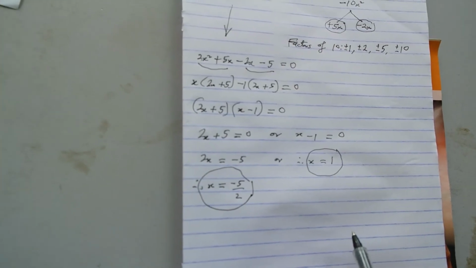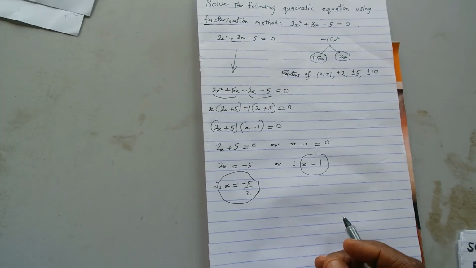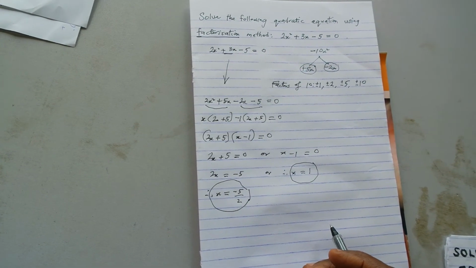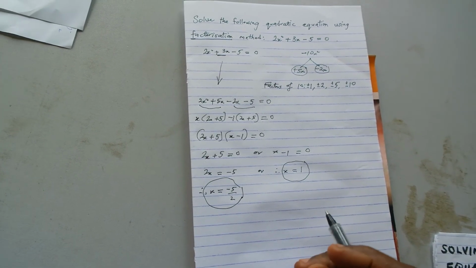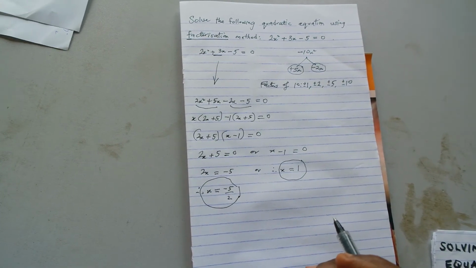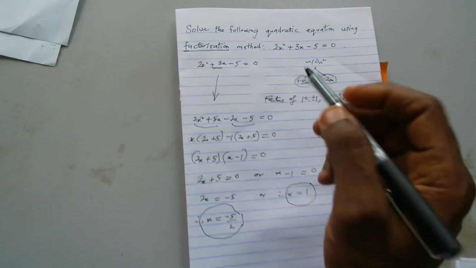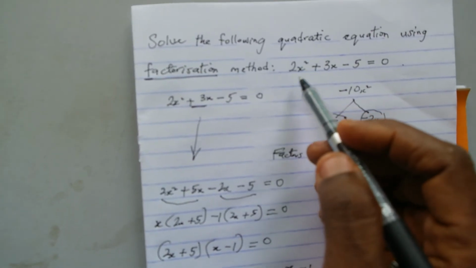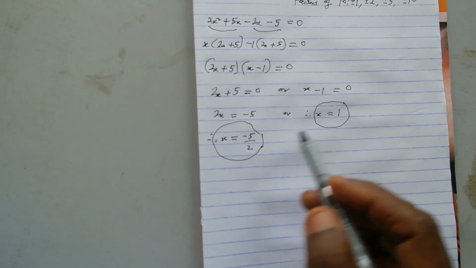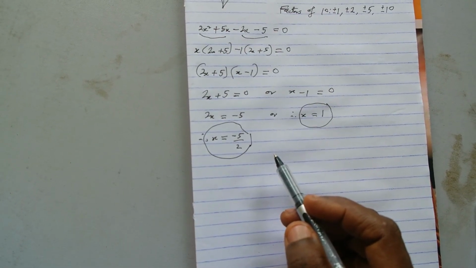So this is how we solve quadratic equations using factorization method. We have to put it at the back of our mind that whenever we solve a quadratic equation, we must have 2 answers by virtue of the highest degree we have, x raised to power 2. That is why we have 2 different answers in quadratic equations.